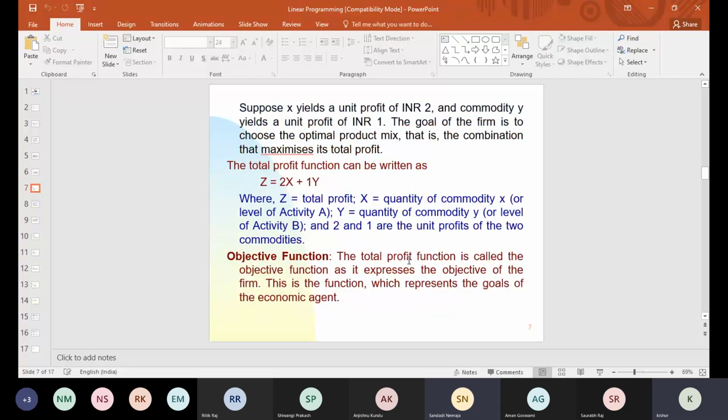So the total profit function is called the objective function. It expresses the objective of the firm. This is the function which represents the goal of the economic agent. In this case, the producer, because we are talking about maximizing profit. The producer is producing or doing a business with a hope that his profit will be maximum.